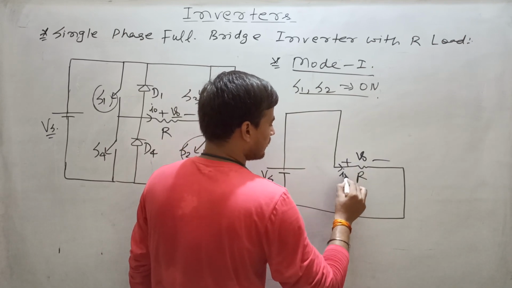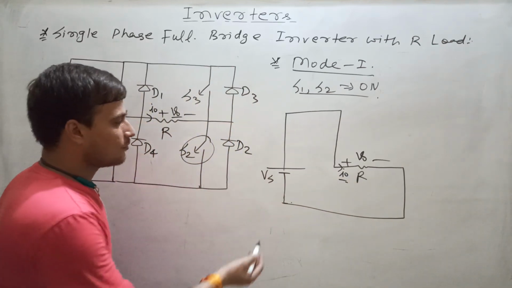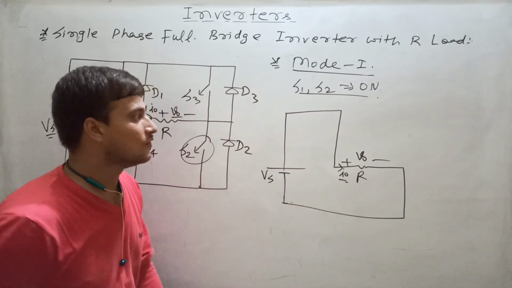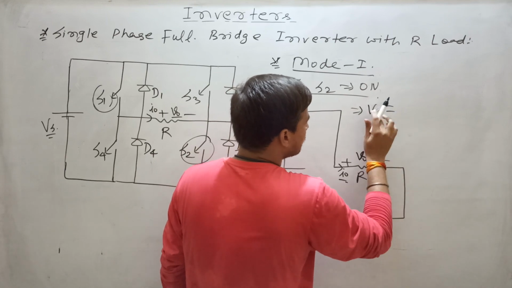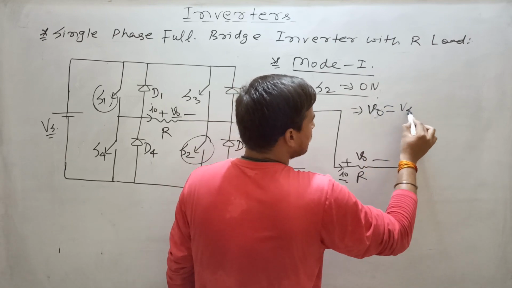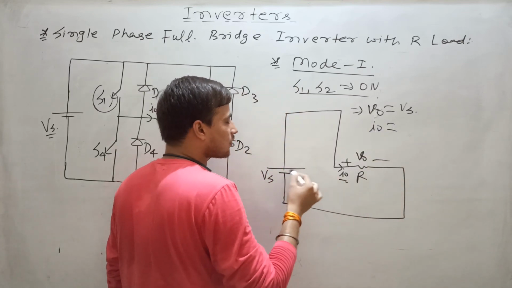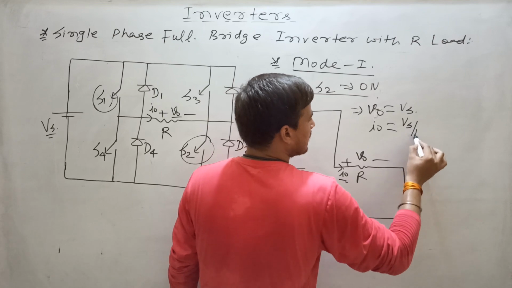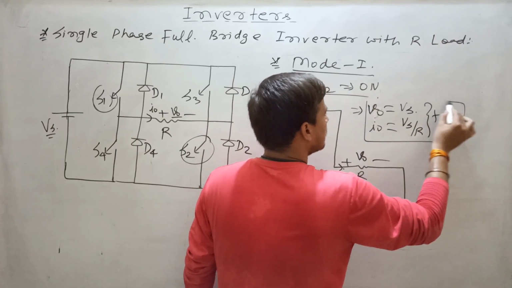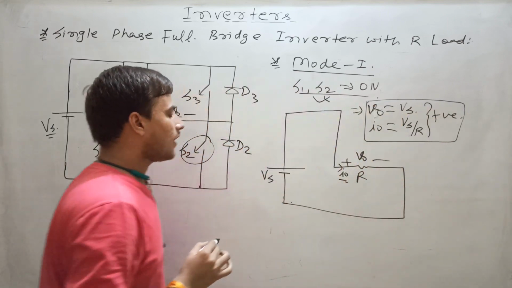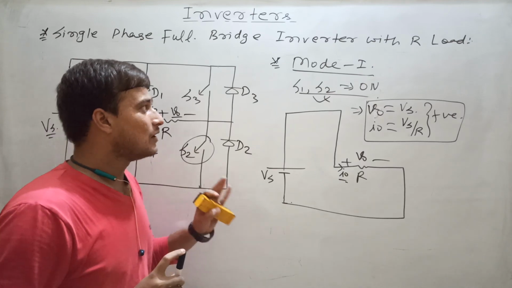This is current I0. So now what do you see? Apply Kirchhoff's voltage law: minus Vs plus V0 equal to 0. That means V0 is equal to Vs. And I0, what do you get? I0 is also coming Vs by R. Both are positive in the first mode when S1 and S2 are on.